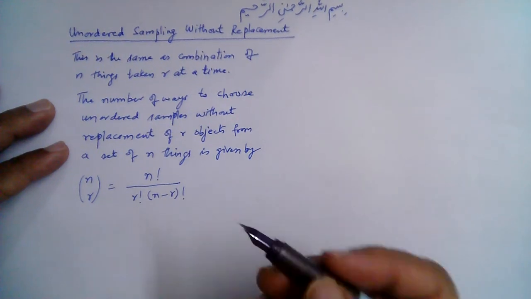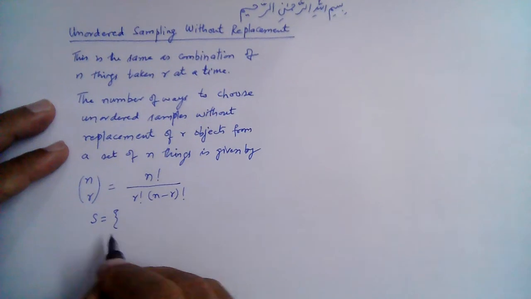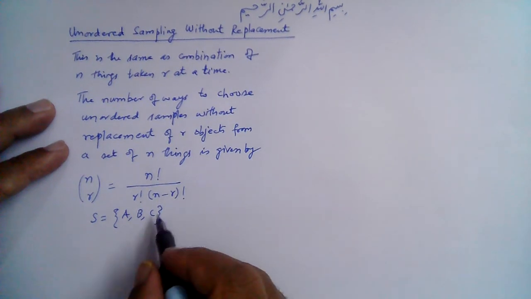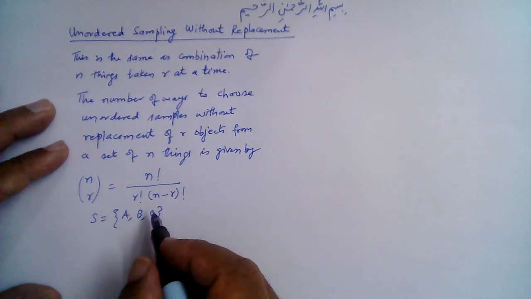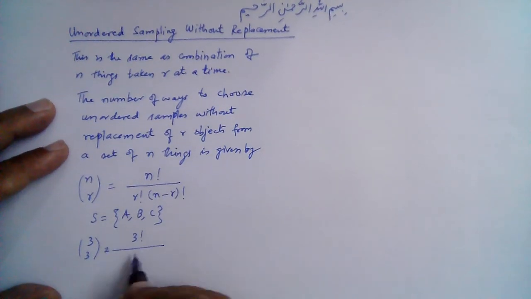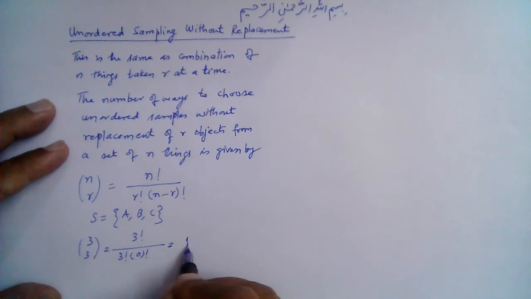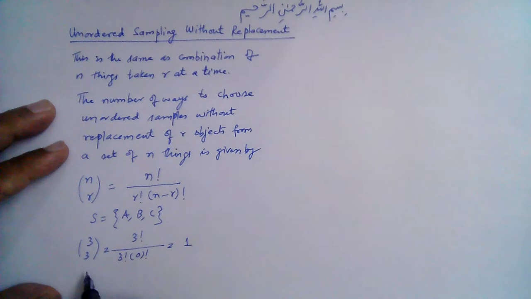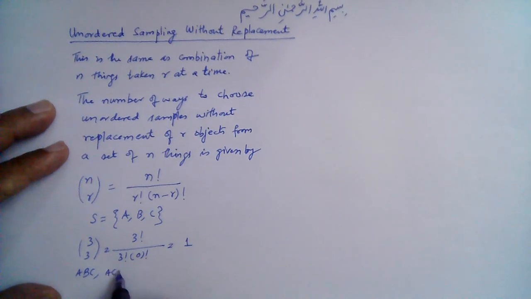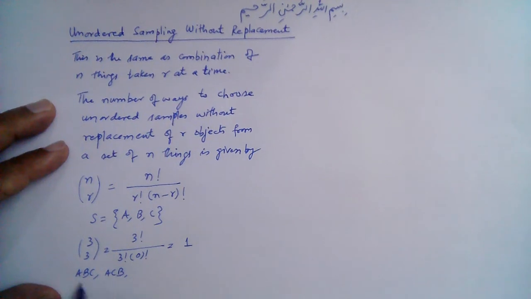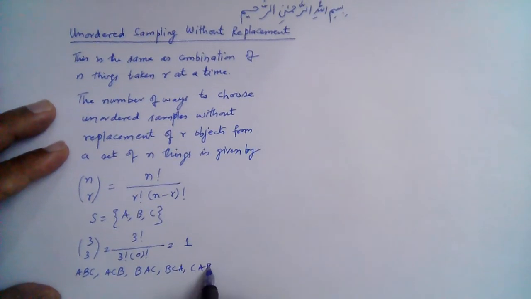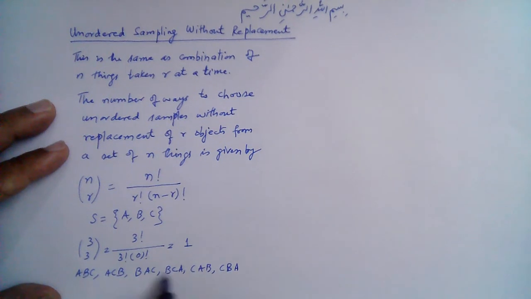So this can be best explained with the help of an example. For example, consider this sample space with the three letters A, B, and C. If we take r equal to n, that is the combination of three things taken three at a time, it will be only 1, that is 3 factorial divided by 3 factorial times 0 factorial, and this is 1. So for example, we can have this combination A, B, C, and another permutation, for example A, C, B. This is a permutation, not a combination. This is the same combination, right? And then we can have B, A, C, B, C, A, C, A, B, and C, B, A. All these are different permutations, but the same combination.